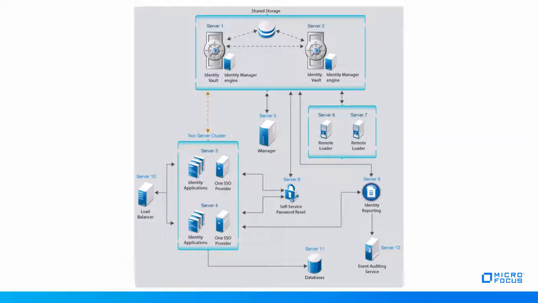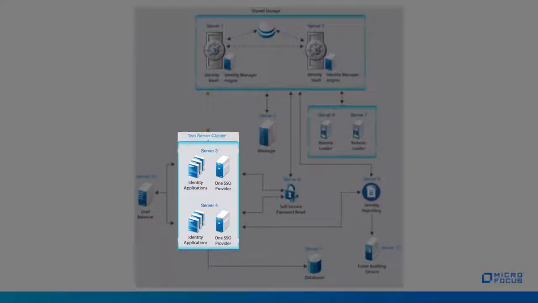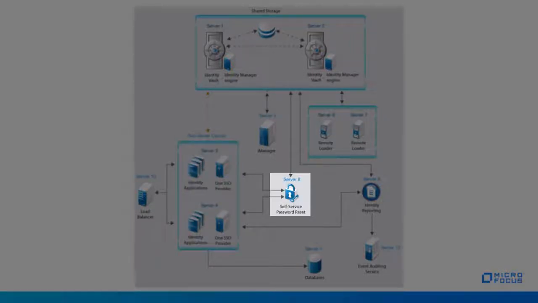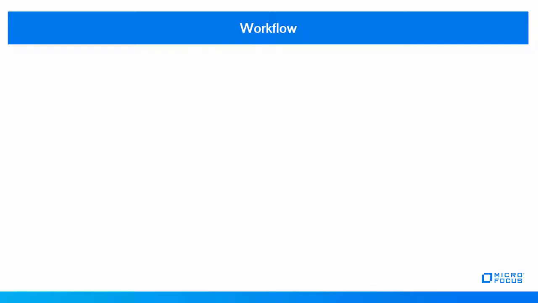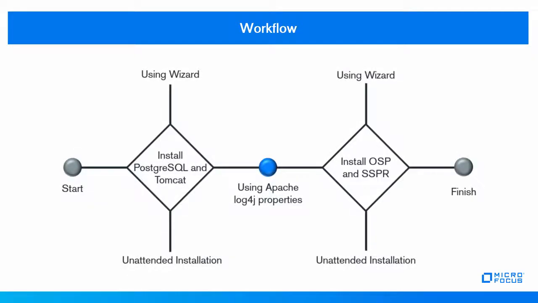In our example server deployment, OSP is deployed on server 3 and 4, where you deploy identity applications. SSPR is deployed on this server. This is the workflow to install OSP and SSPR components.